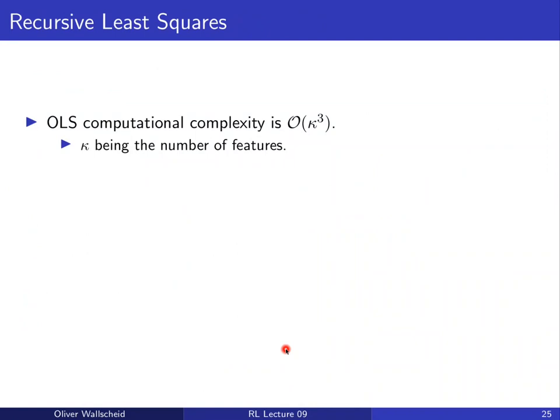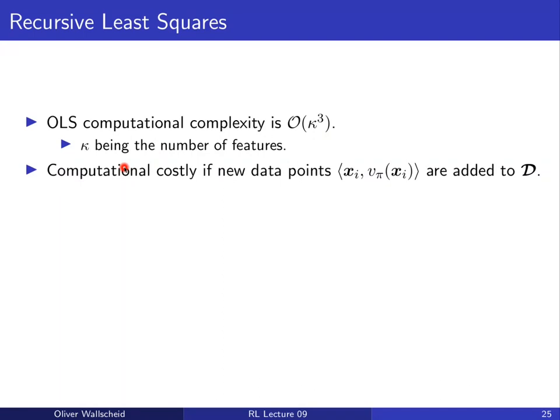Another point which has to be discussed, of course, is that when we apply the ordinary least squares algorithm to a given data set, the computational complexity is of the magnitude of kappa cubed, where kappa was the number of features inside our feature vector. So, think of a batch learning scenario where we start with an initial batch of data and calculate our TD fixed point, and then after that initial data set, the prediction algorithm or our policy gives us new data points, which are added to the batch over time. If we apply OLS again for every new data point we add to that batch, we would have to again execute an algorithm with a computational complexity of the order kappa cubed, which would, of course, be very computationally costly.